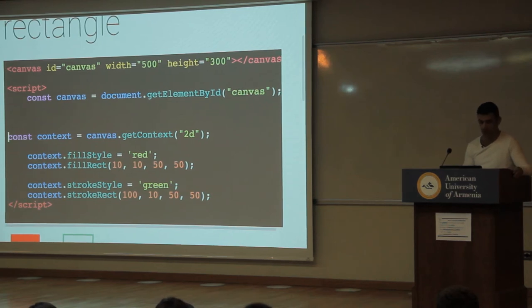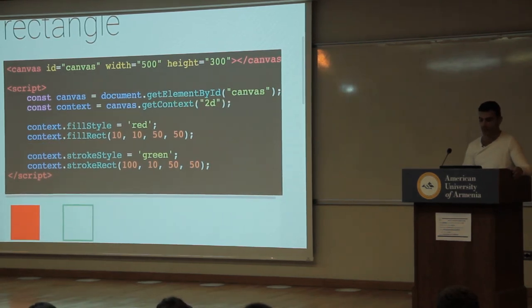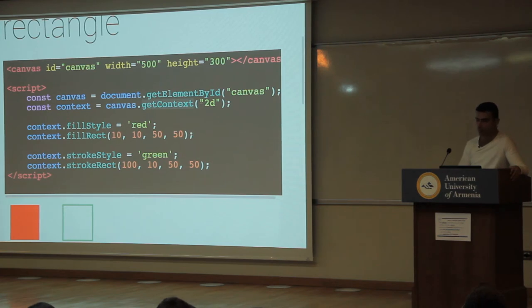Okay. Now that we have our canvas, our piece of paper, we need a pen. We need something to draw on it with. To do that, we ask the canvas to give us what's known as context. When we call getContext, which is a function, of course, we give it a parameter. In this case, we give 2D. Why do you think we ask for 2D?